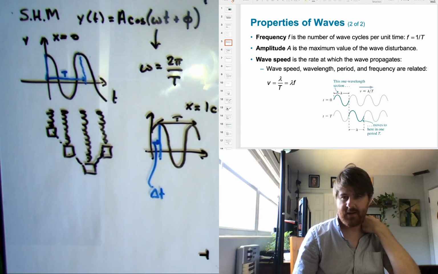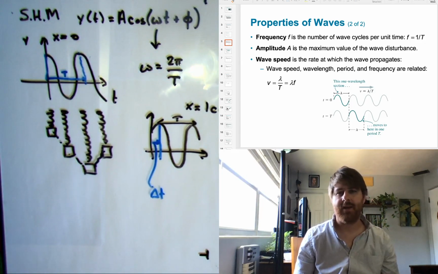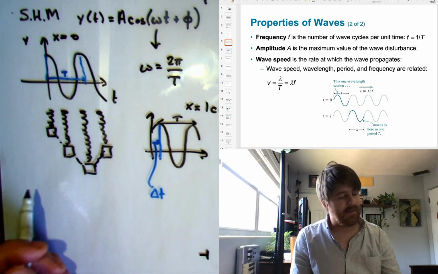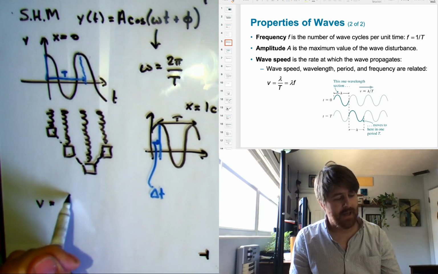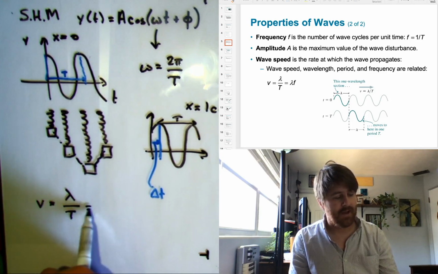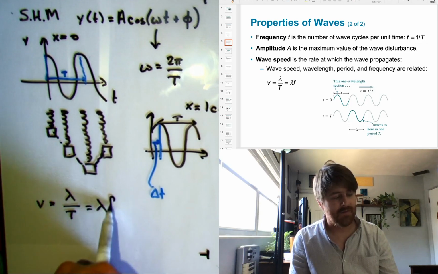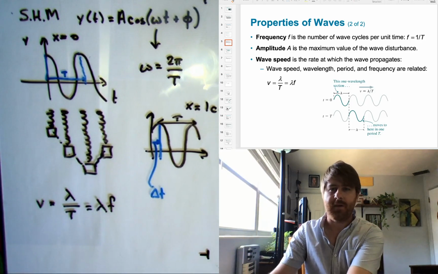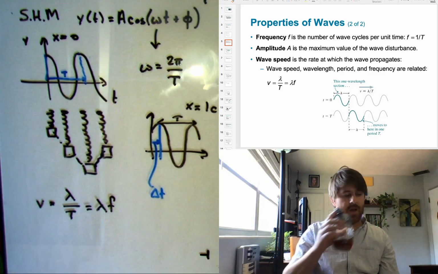Waves travel at a speed which is entirely dependent on the medium that they travel through. And so if the medium, the material, doesn't change, then the wave speed doesn't change. And the wave speed is given by the wavelength, lambda, divided by T, which we can also write as the wavelength times the frequency, since frequency is the reciprocal of the period. Okay?